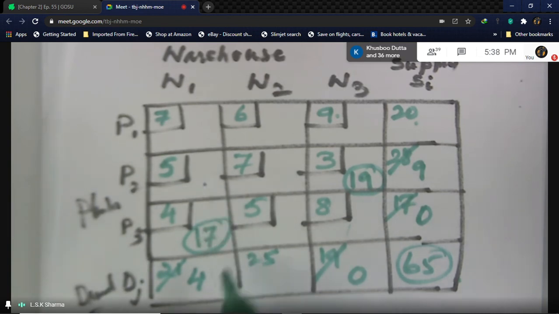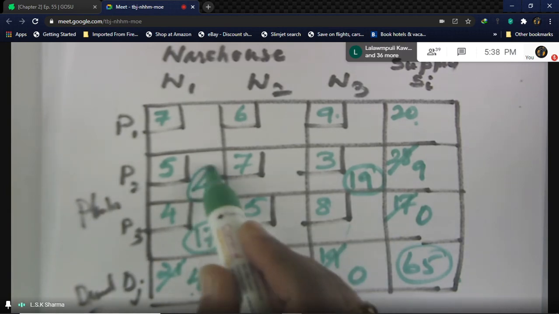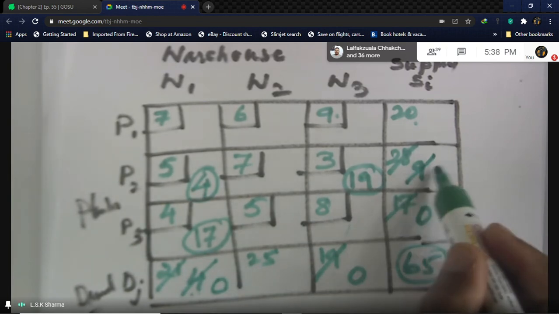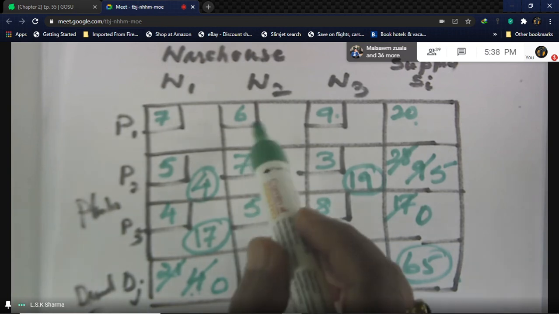So here I have 4 and 9. So which one is the least? 4. So I allocate 4 out here. 4 minus 4, 0. 9 minus 4, 5. Okay. Now once 5 is being done, how much is left out now? What is the next least cost? The next least cost is 6.